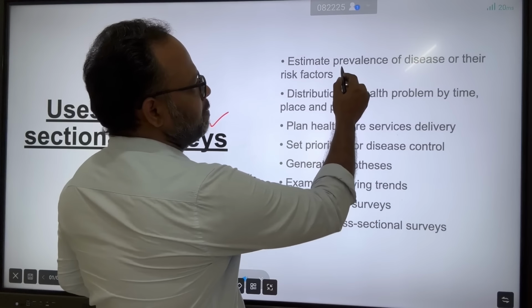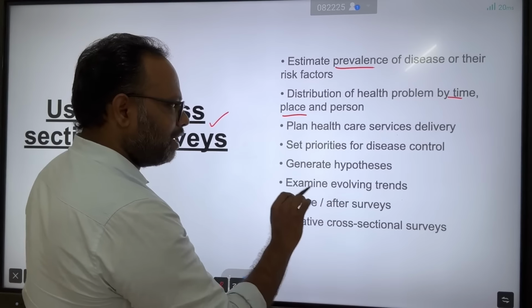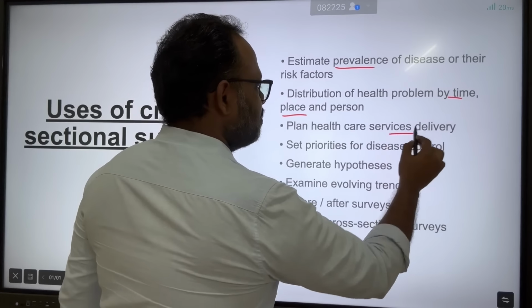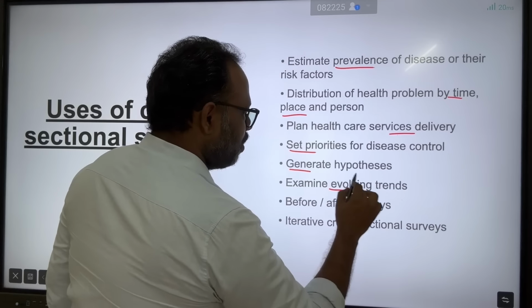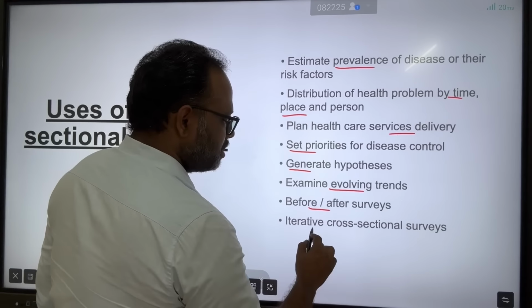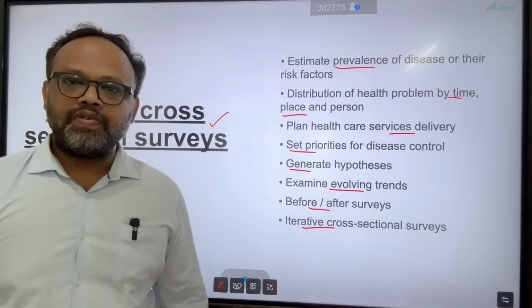We can estimate the prevalence and distribution of the health problem by time, place, and person. We can also plan the healthcare service delivery. We can set priorities, generate hypotheses, examine evolving trends, and do before and after surveys. Iterative cross-sectional surveys can be performed. So all these are uses of cross-sectional study.